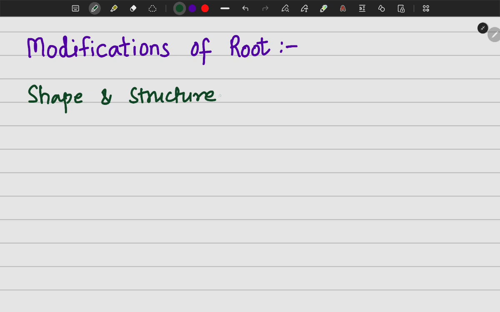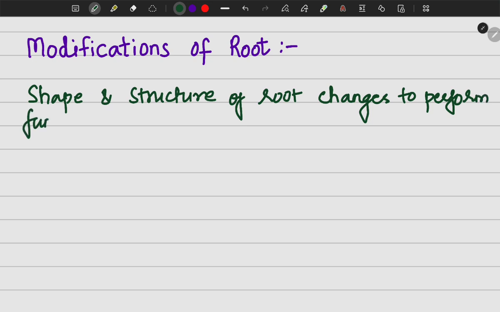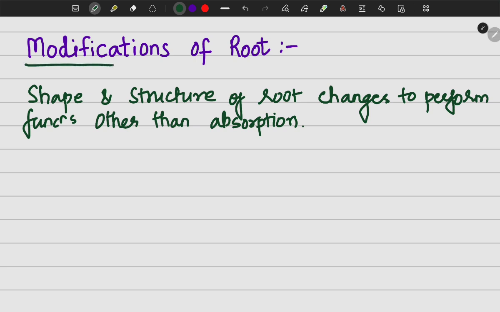The shape and the structure of the root changes to perform different functions other than absorption of water and minerals. So this change in the shape and structure of root to perform other functions is called modifications of the root. In the modifications of the root, we will study about three main functions.